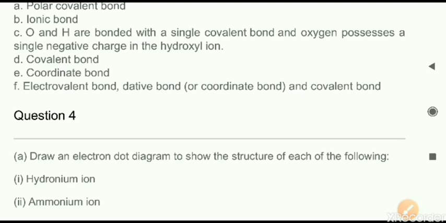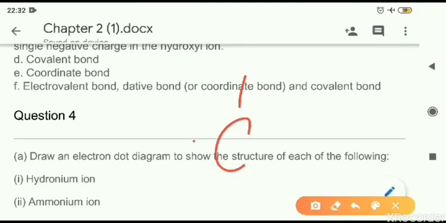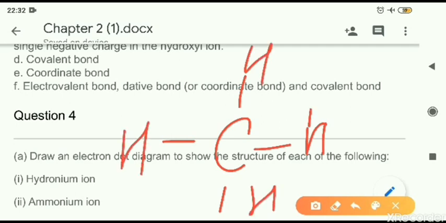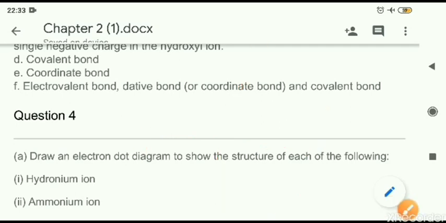Next is the D part. They are asking methane. Methane is actually CH4 and carbon is bonded on all four sides with hydrogen atoms. Carbon in center and on all four corners is a hydrogen atom. All are bonded in a covalent bond. Then E part is ammonium ion, that is NH4+. It has coordinate bond. F part is ammonium chloride, NH4Cl. Now NH4Cl is having all the types of bond. One is ionic bond, second is coordinate bond, and third is covalent bond.